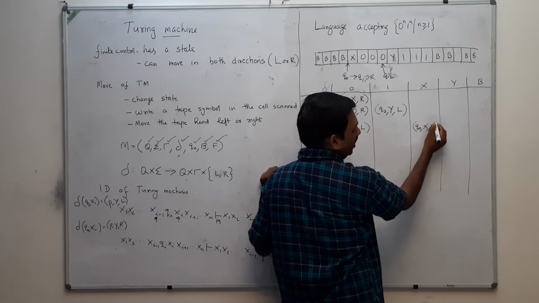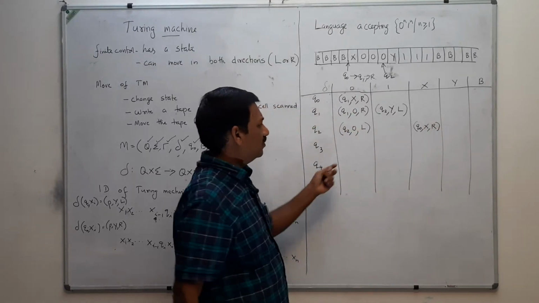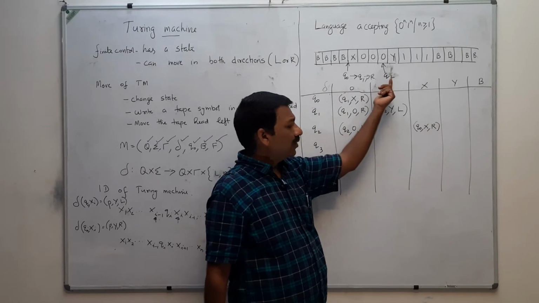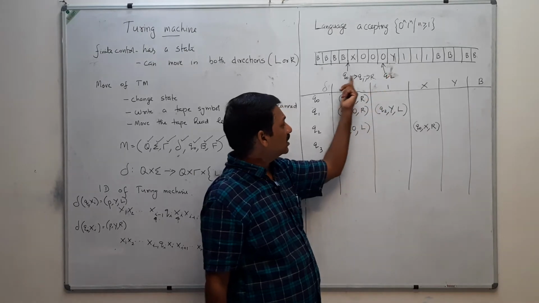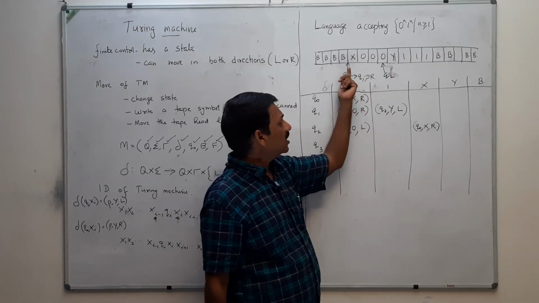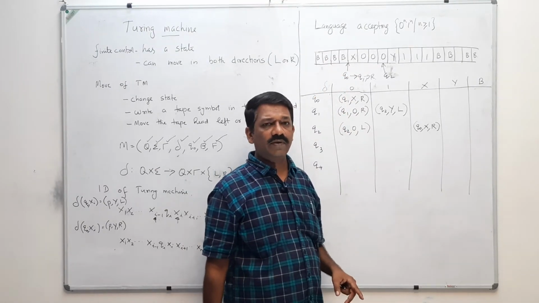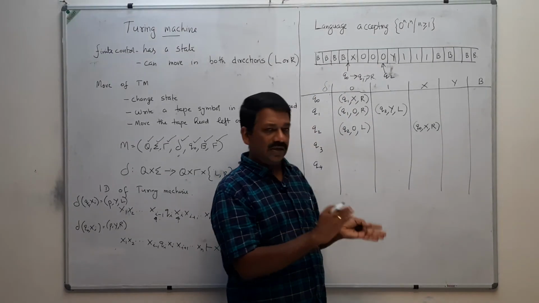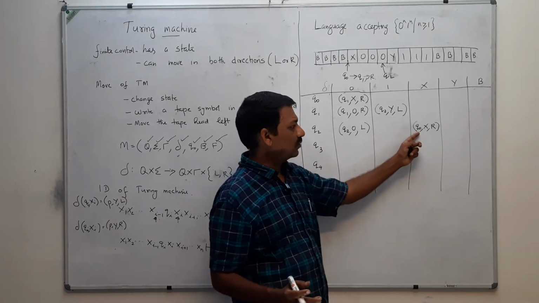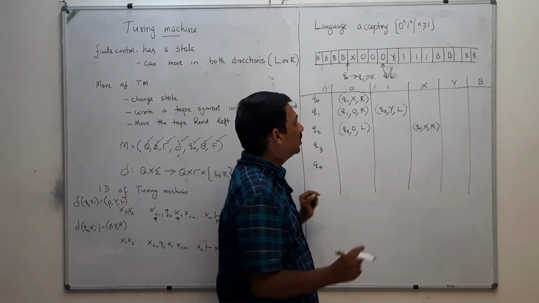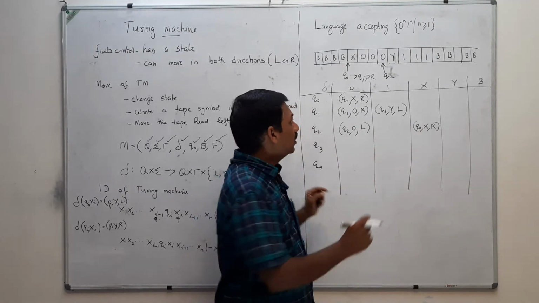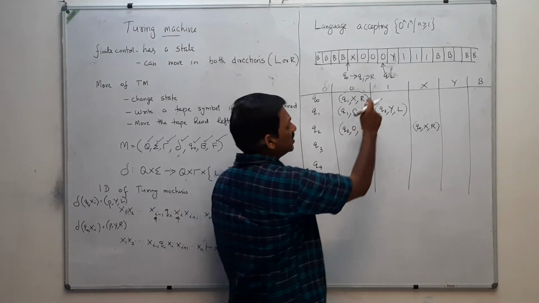and moving right. That means in state q2 it is moving left, searching for an x. If it sees an x, what will happen? It is keeping it as such and moving right. That is why you have q0, x, R. Now it is replacing this.